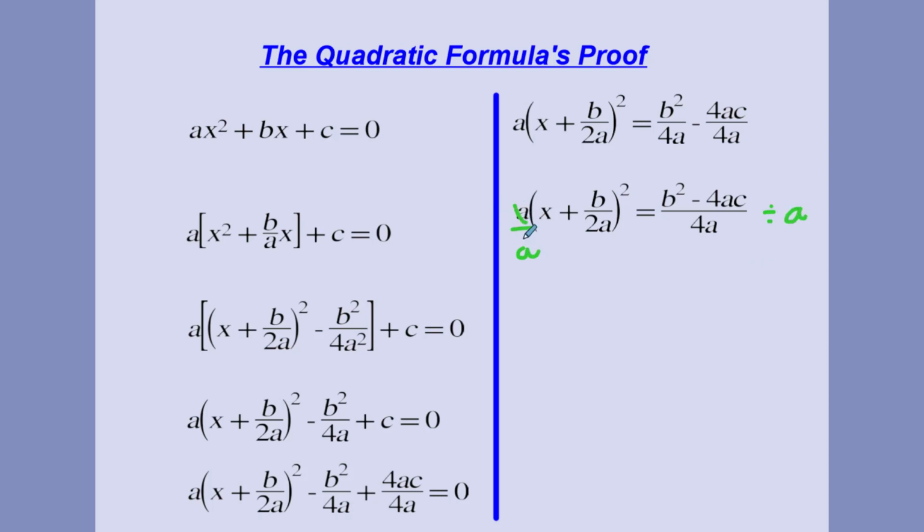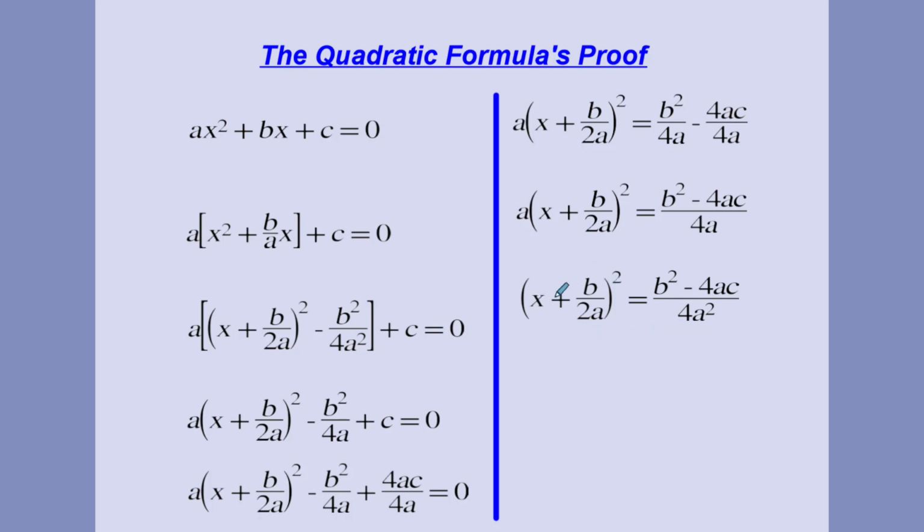Now 4a times a will give us 4a squared, and then a cancels with the a on the left hand side, and the new denominator becomes 4a squared by dividing the right side by a. We're going to rewrite this after dividing both sides by a, which gives us x plus b over 2a squared equals b squared minus 4ac over 4a squared.